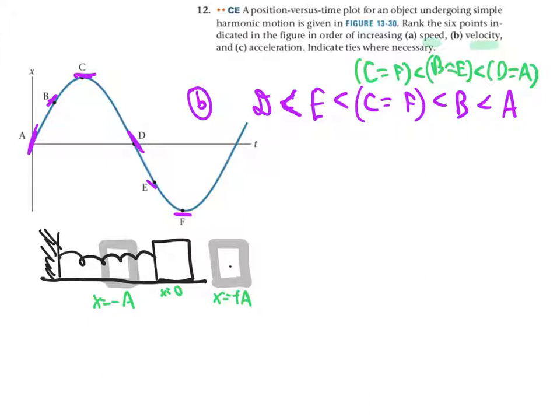So now we have C and F have a 0, so they're obviously the slowest speed. B and E have intermediate speeds, and then D and A have the same maximum speed. So that's part A.